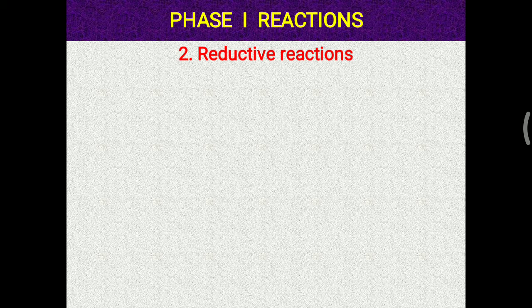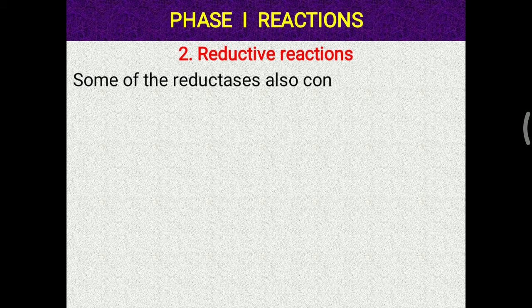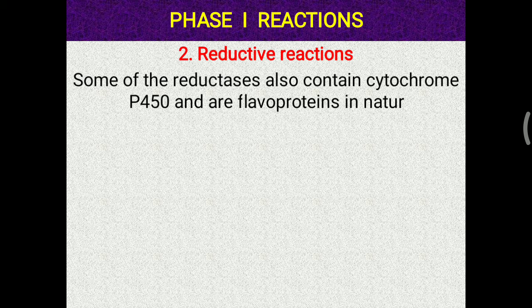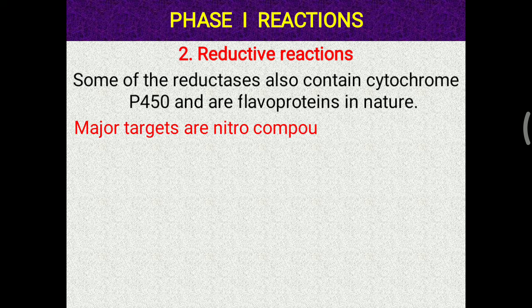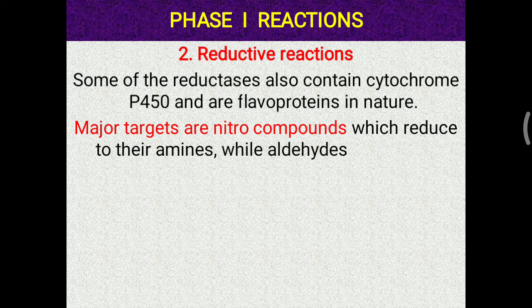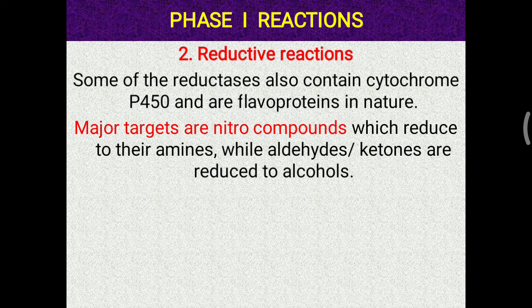The second important reaction related to phase 1 is the reductive reaction. Some of the reductases also contain cytochrome P450 and are flavoproteins in nature. The major targets of this reaction are nitro compounds, which are reduced to their amines, while aldehydes and ketones are reduced to the alcoholic form.